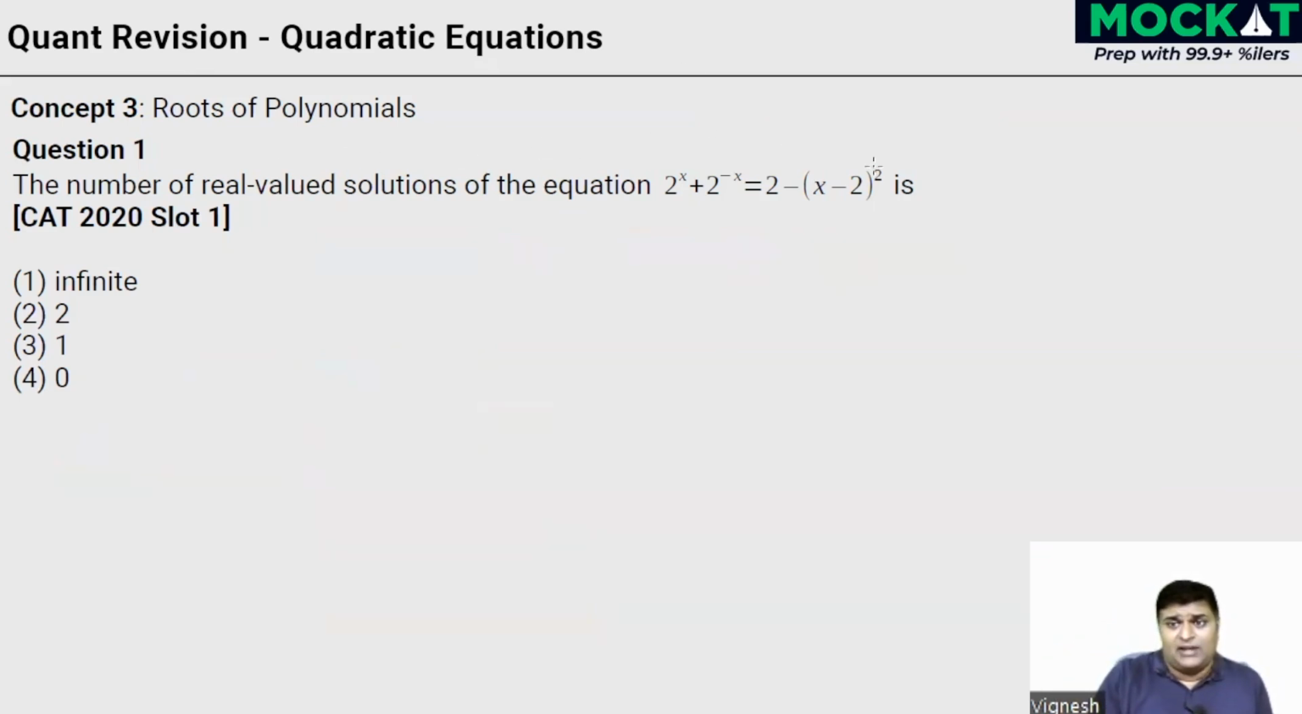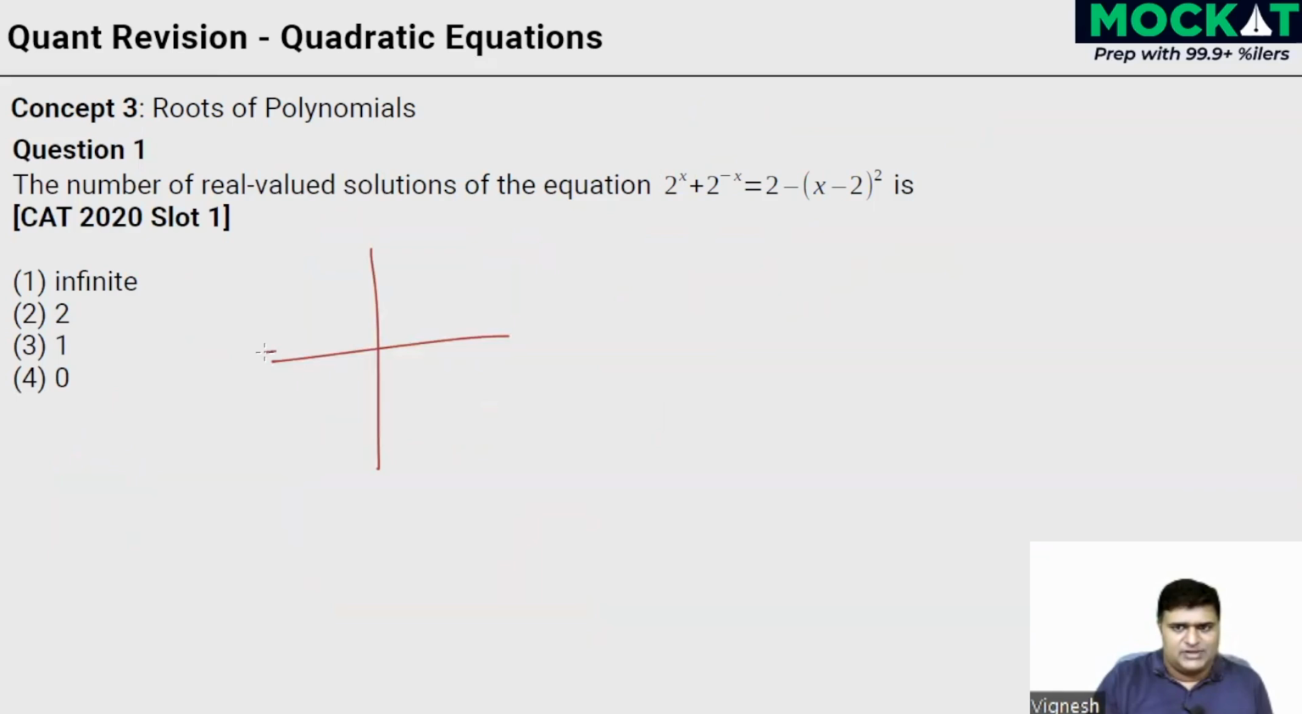The number of real valued solutions of the equation 2 power x plus 2 power minus x equals minus of (x minus 2) the whole square. How do we go about something like this? The left hand side, right? The left hand side is going to be what?